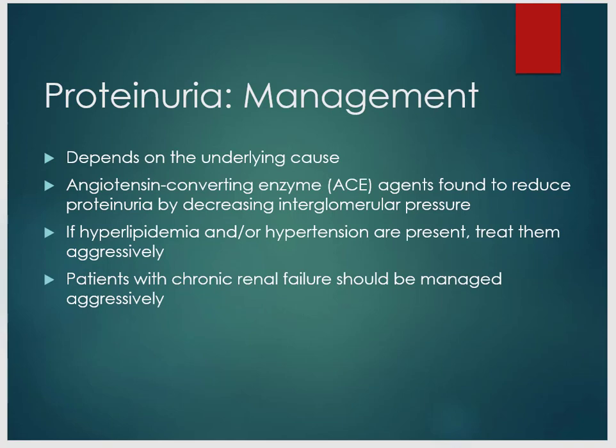We know that ACE inhibitors are found to reduce proteinuria by decreasing intraglomerular pressure. And if you're concerned that you have a patient that has increased lipids or elevated BP, you need to treat those individuals aggressively because we know how those systems can impact the kidneys. And then patients with chronic renal failure should be managed aggressively.